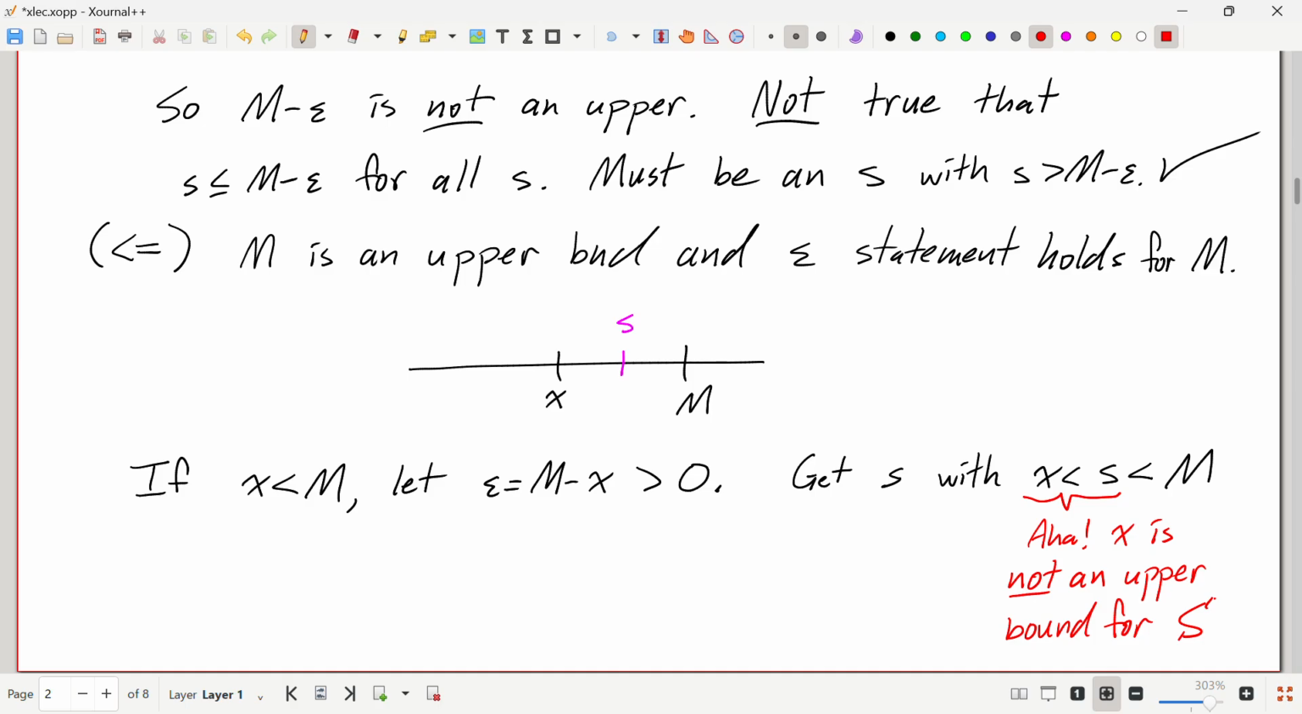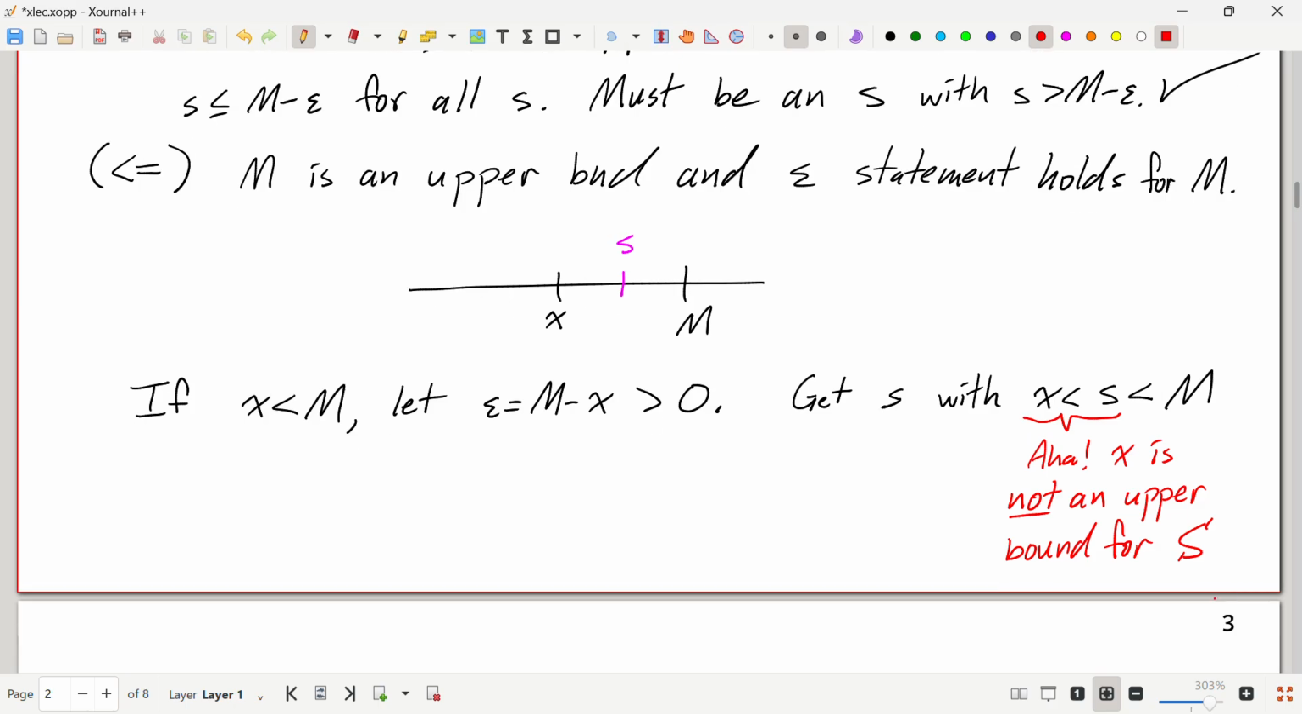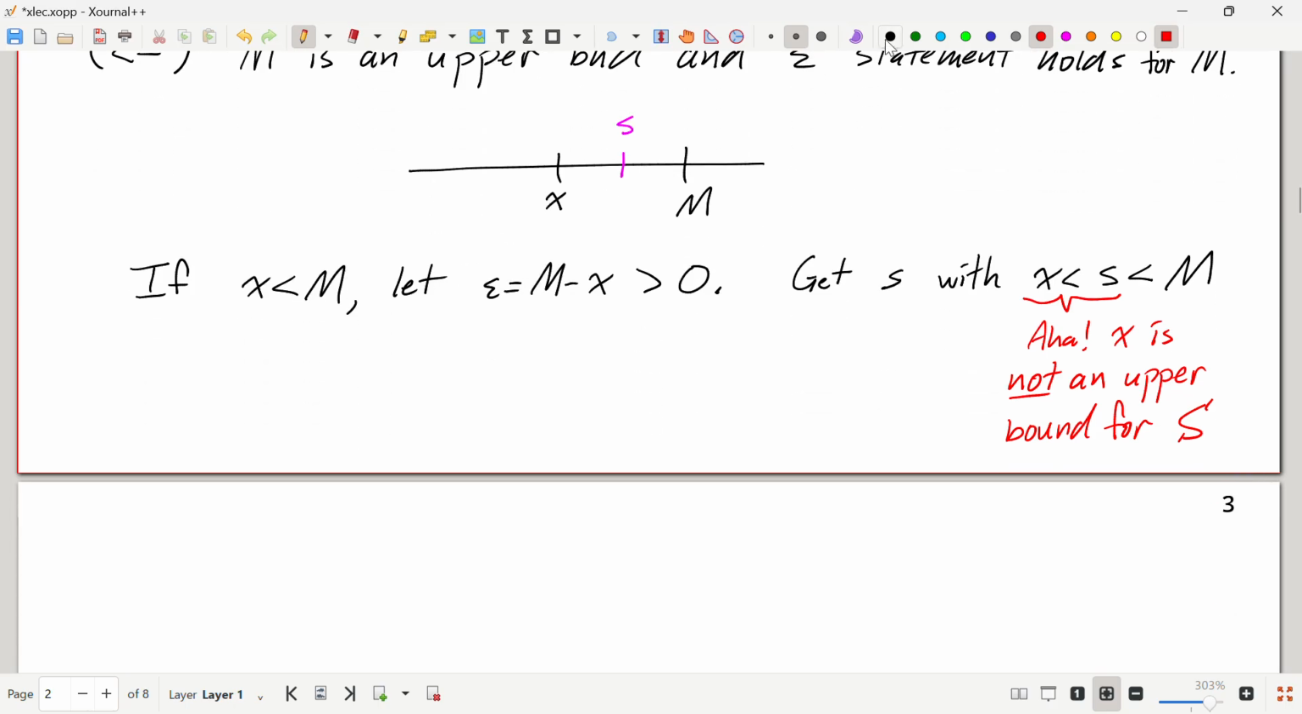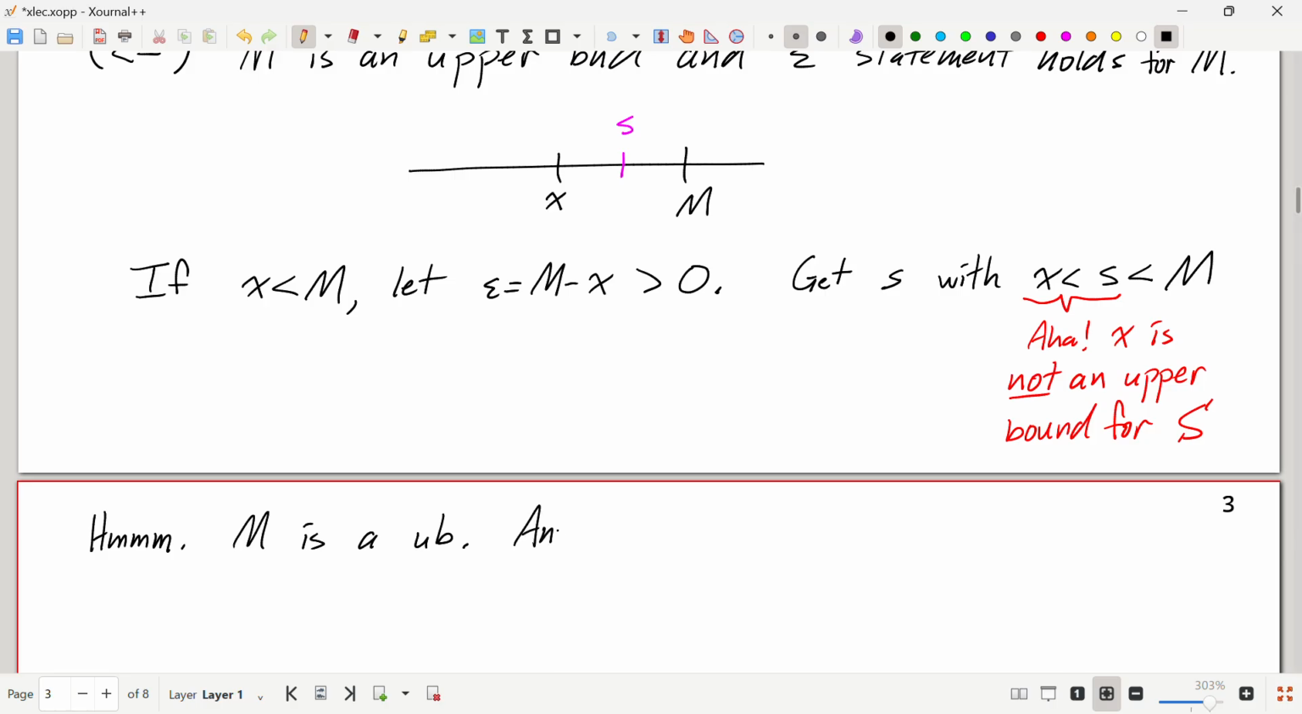M is an upper bound, and anything less than m isn't. That means that m is the least upper bound. So what I've shown you here is that m is an upper bound. Anything less isn't. So m is the least upper bound.